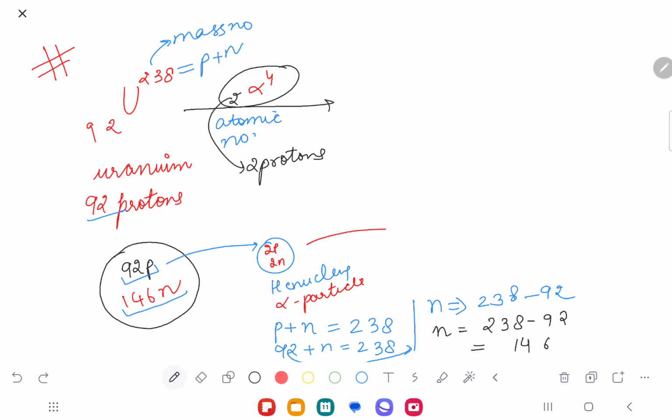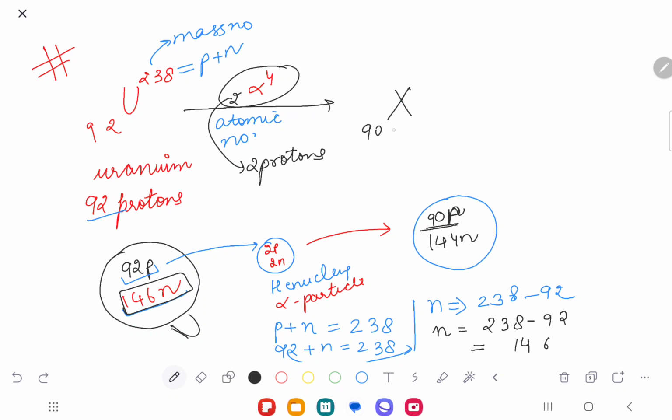When they come out, a new nucleus is formed. What does that nucleus consist of? Two protons less and two neutrons less than the uranium's: 90 protons and 144 neutrons. So let's suppose some new element X is formed, which has atomic number 90 now. Why? Because the number of protons is the atomic number.